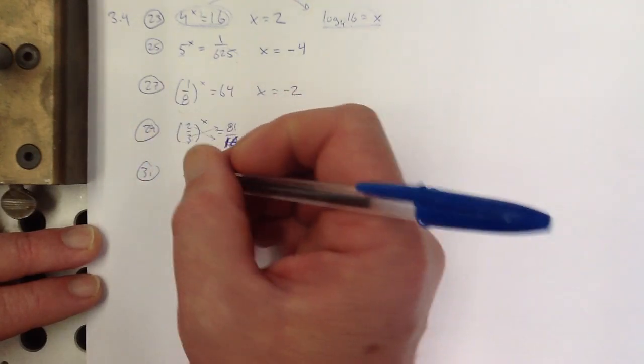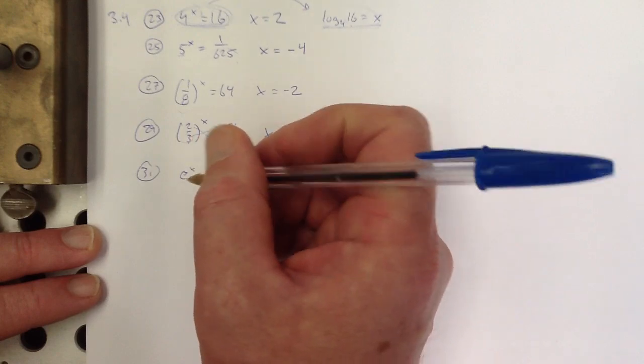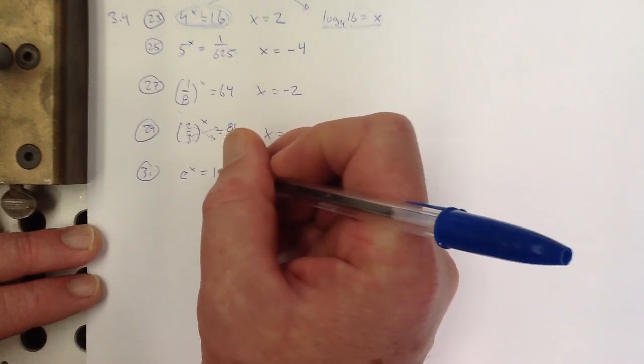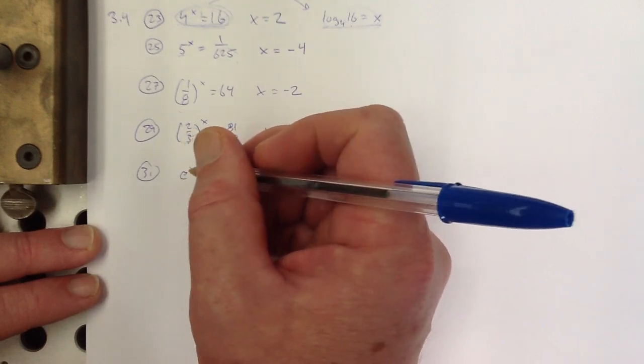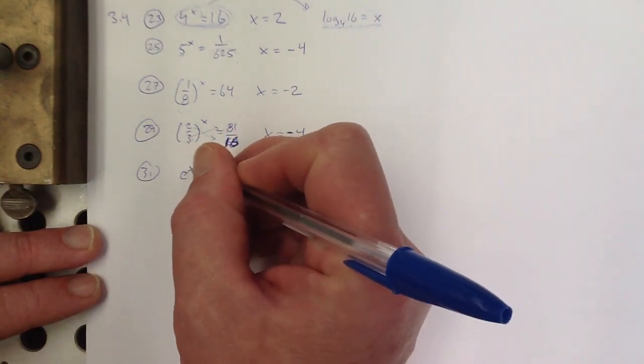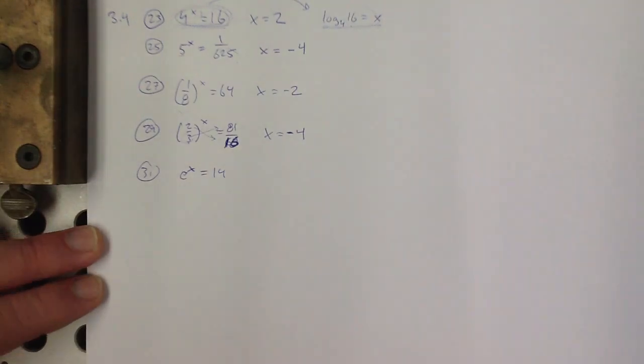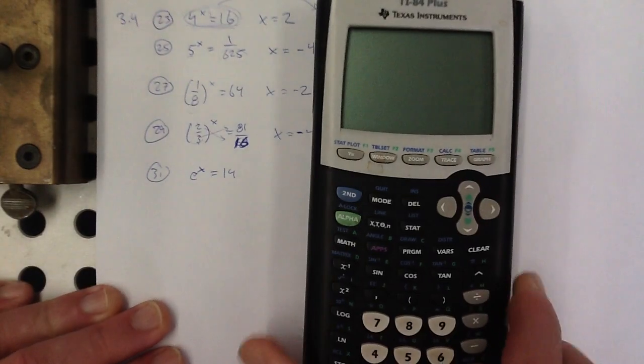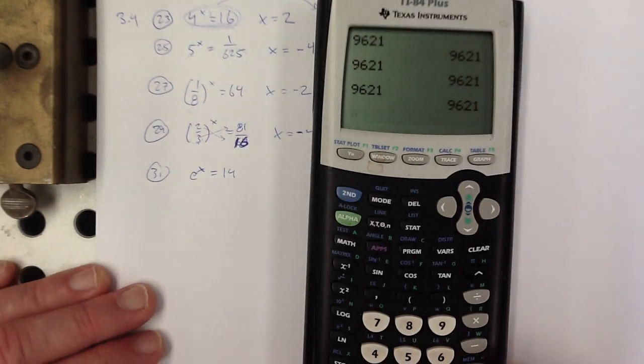Number 31. Okay, this is a calculator job here because I don't know, e is like a 2.7 yada yada yada, ugly looking number. I don't know what to raise that to get 14. It's going to be some kind of decimal. So how do I do that? Not by guessing and checking. That would be a bad plan.